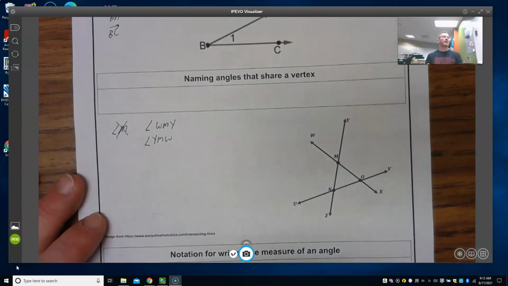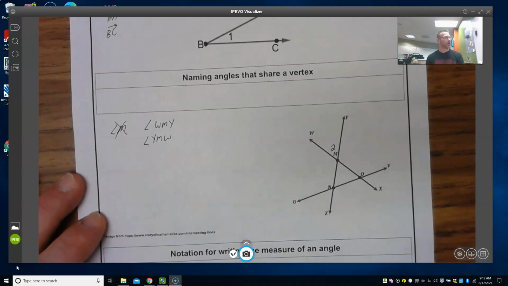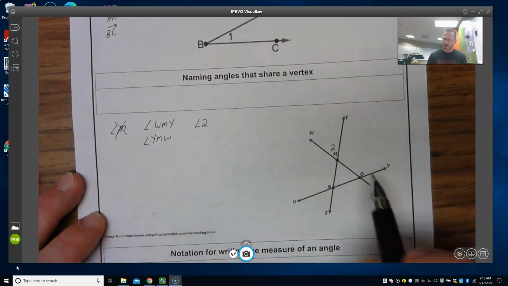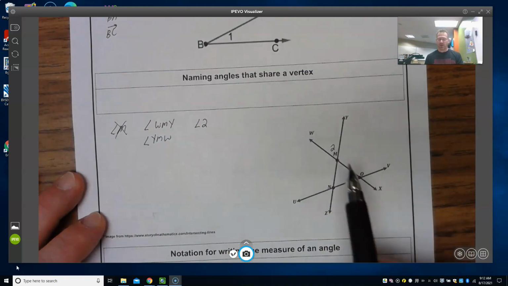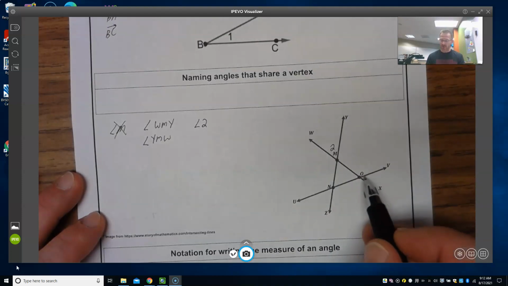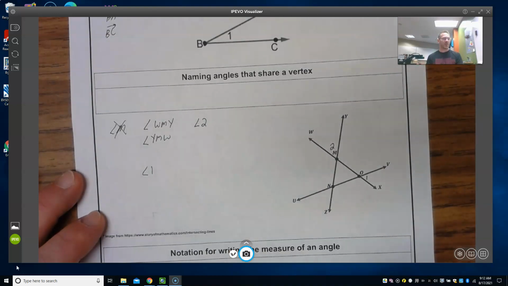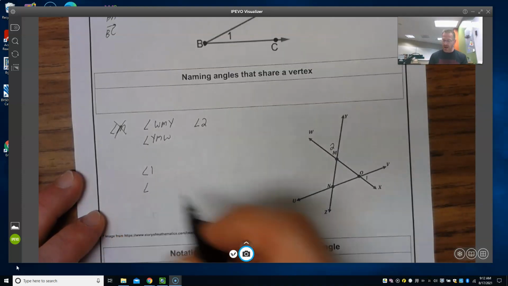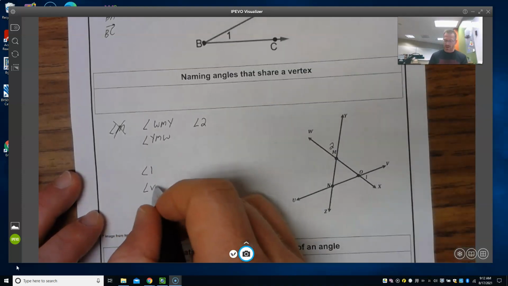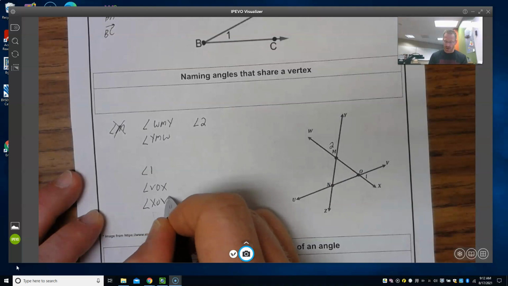Now, here's the other thing you can do. You can always add a number to a picture to reference it. So notice there are no numbers in this. So I could say, oh, I'm going to label this as angle 2. And then when I say angle 2, I know it's specifically that angle. So you either have to use 3 letters or you have to add a number. So for example, if I want to talk about this angle down here, I could make that angle 1. We all know what you're talking about. We can see angle 1 right here. If you use 3 letters, I would have to go angle VOX or angle XOV, like that.